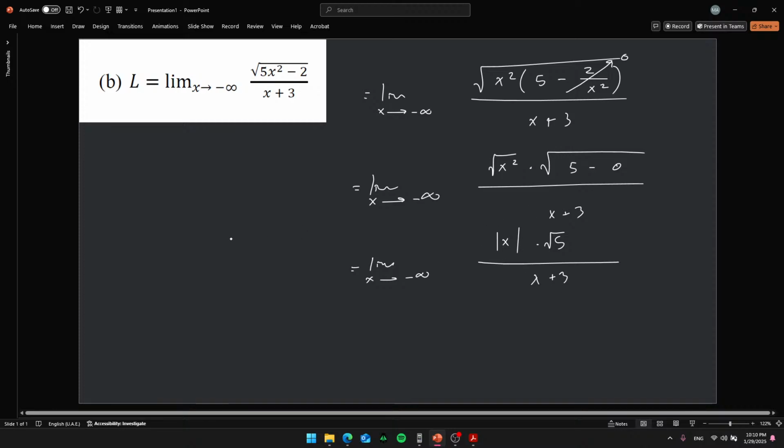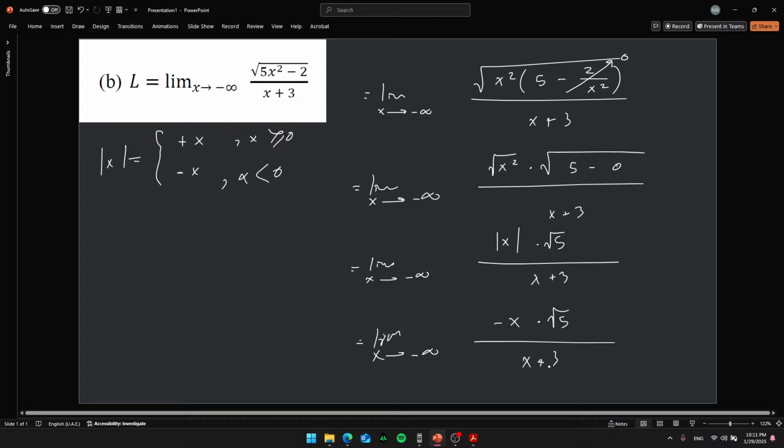Now the absolute value of x, we can rewrite it as positive x when x is greater than or equal to 0, and negative x when x is less than 0. Now in this case, x approaches negative infinity, which is less than 0, so we're going with the bottom one. Limit as x approaches negative infinity. Instead of the absolute value, I'll substitute negative x times root 5, over x plus 3.